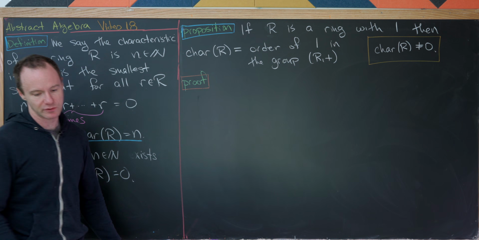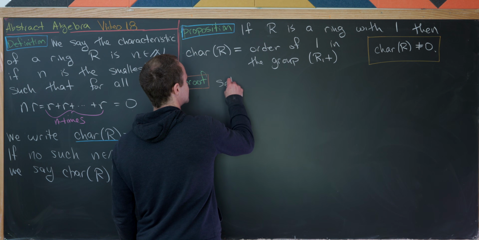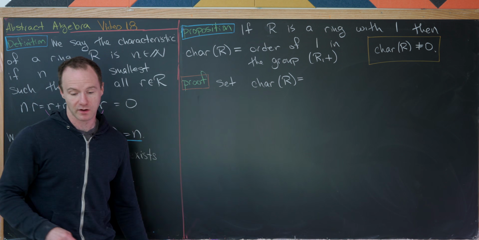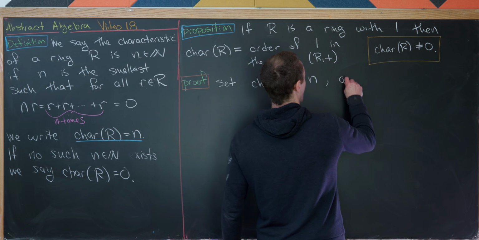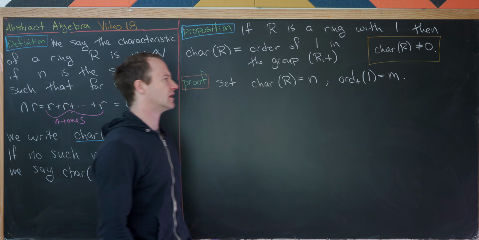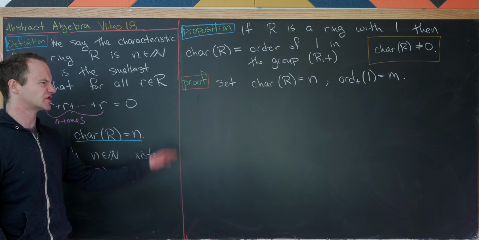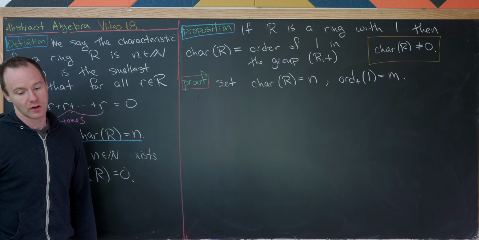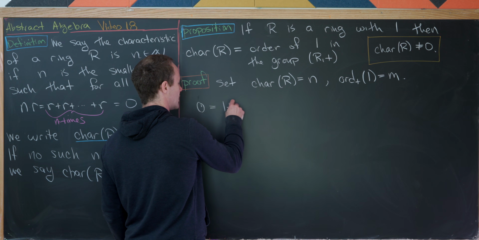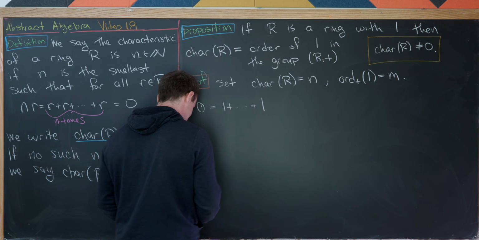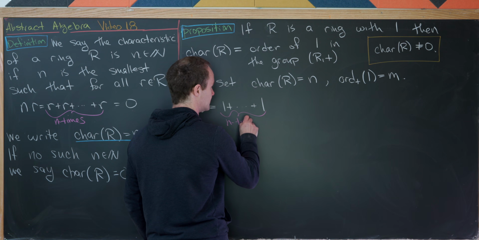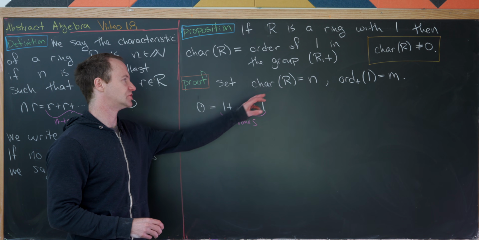Okay, so let's look at this proof. We'll start by introducing some notation. So let's set the characteristic of R equal to the number n and the order of the number 1 equal to m. So that's the order of 1 inside of the additive group. I'll just say that as order plus. Okay. So now let's notice the following. We have 0 is the same thing as 1 plus 1, n times. So let's point out that this is n times. And that's because the characteristic of R is equal to n.